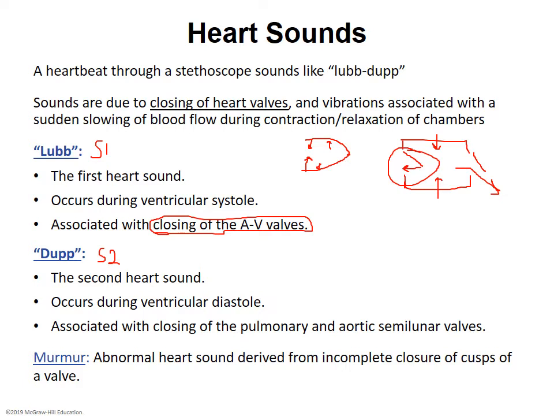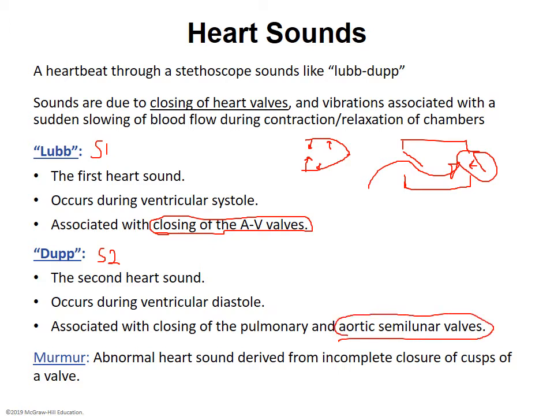S2, dub, is when the ventricle starts to go through relaxation. When the ventricle relaxes, we're going to have a suction in here, so blood's going to be pulled in. Since the semilunar valves are the exit, they slam shut to prevent blood from coming in, and blood comes in through the atrium. So the sound you hear in dub or S2 is the sound of the semilunar valves closing.